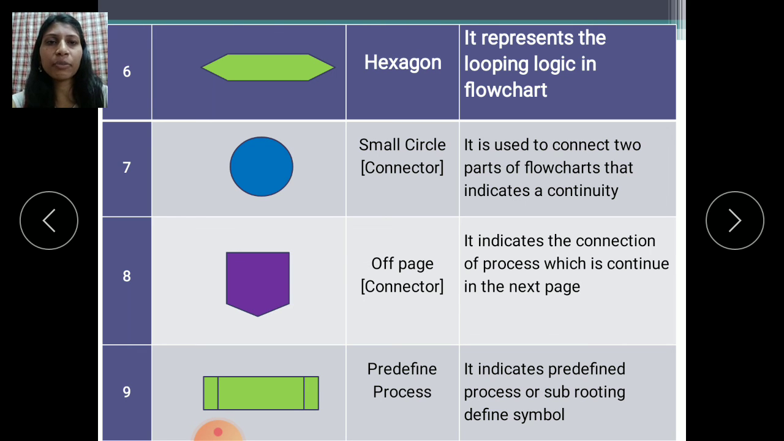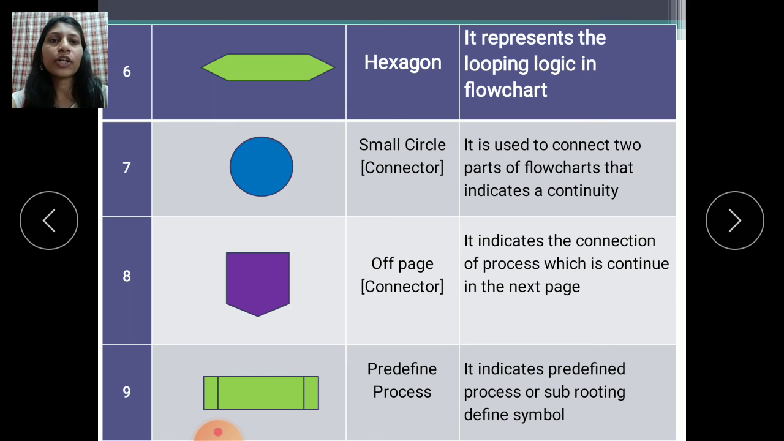On the first page, draw this symbol; it shows the continuity of the other part of the diagram on the second page. And draw this symbol on the second page; it shows the earlier part of the diagram on the first page is continuing on the second page. So the name of this symbol is off page. We can call it a connector. For connecting the flowchart across two or three pages, we use the small circle and the off-page symbol. It indicates the connection of a process which is continuing on the next page.